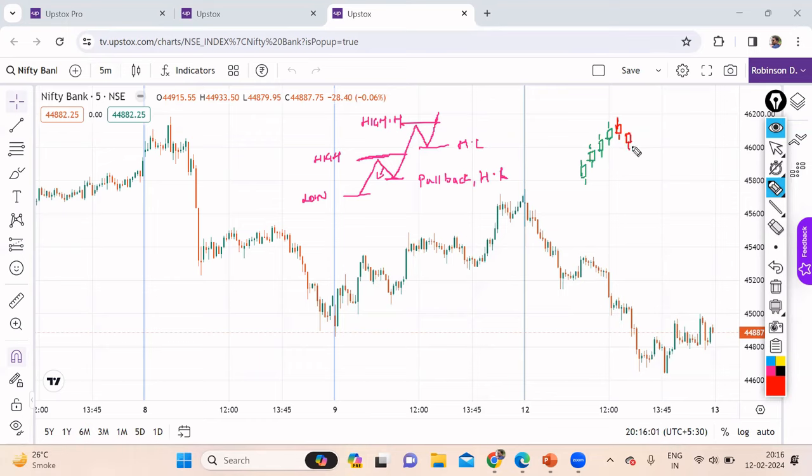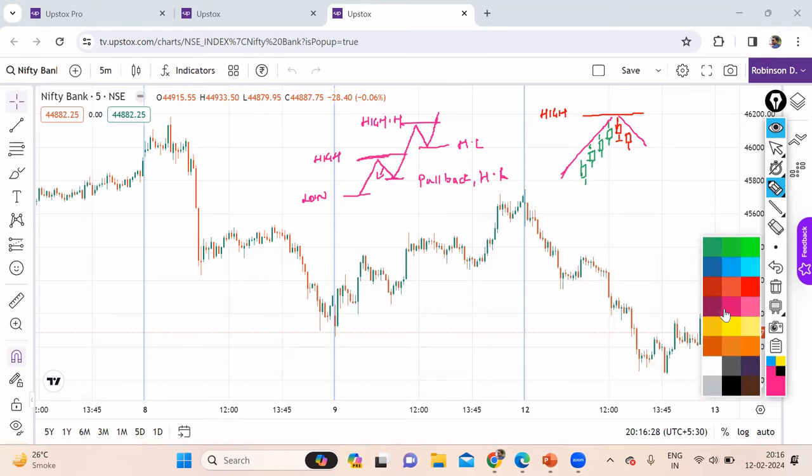So let's consider like this. Okay, so this is my previous low. So here it is broken. That means you mark this as a high. Okay, so this is what we were drawing. Okay, let me show you. So this line is what we were drawing so far.